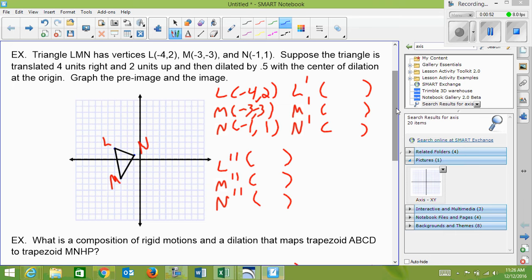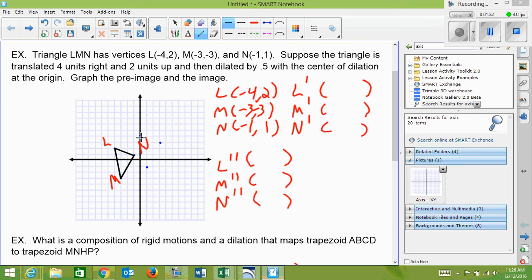So when I do these, I normally graph both transformations, even though realistically you would only have to graph the last one, but it's easier for me to see it if I do both. So I'm going to do my translation first, so 4 to the right and 2 up. Each point I'm going to take 4 to the right and 2 up, which would make my new L right there. My new N would be right there, and my new M right there.